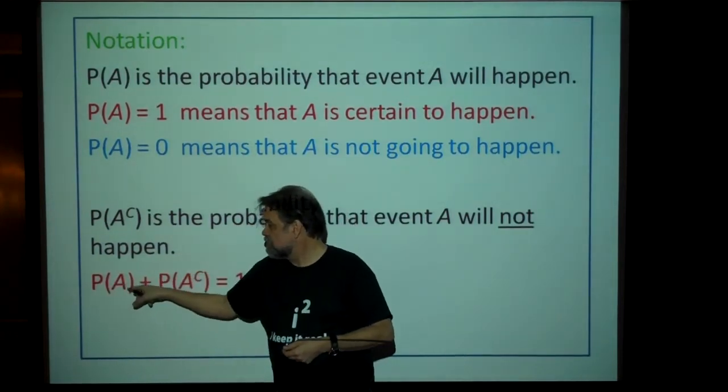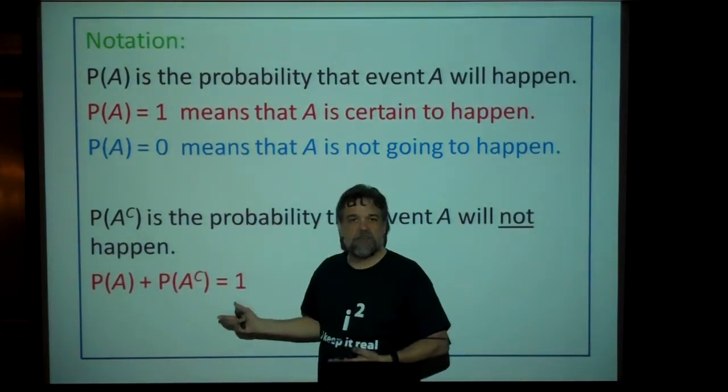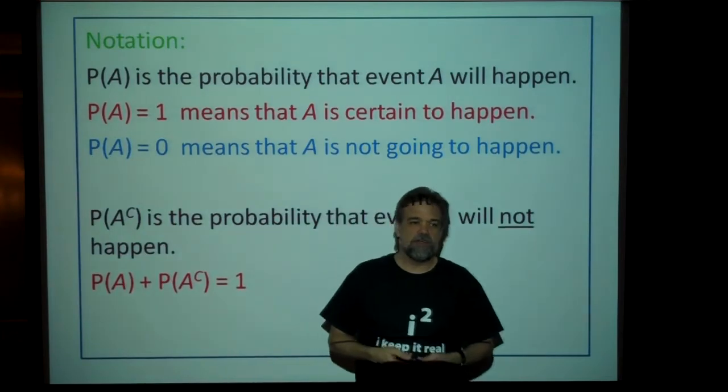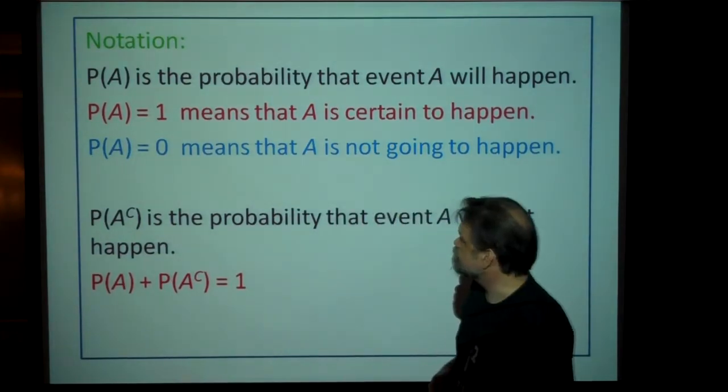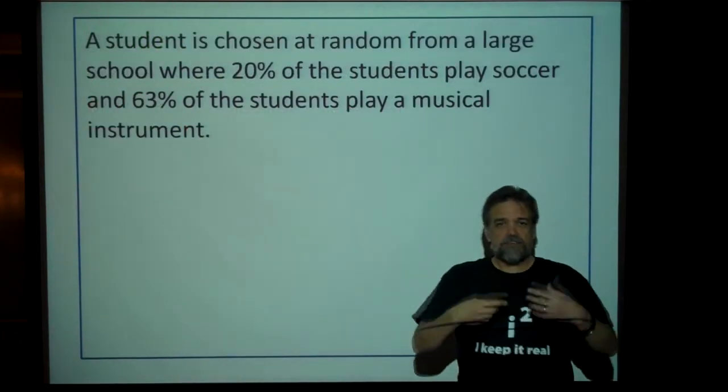So that means this would be 70%, this would be 30%, and of course it's got to equal 1. It's got to equal 100%, okay? So let's look at an example here.